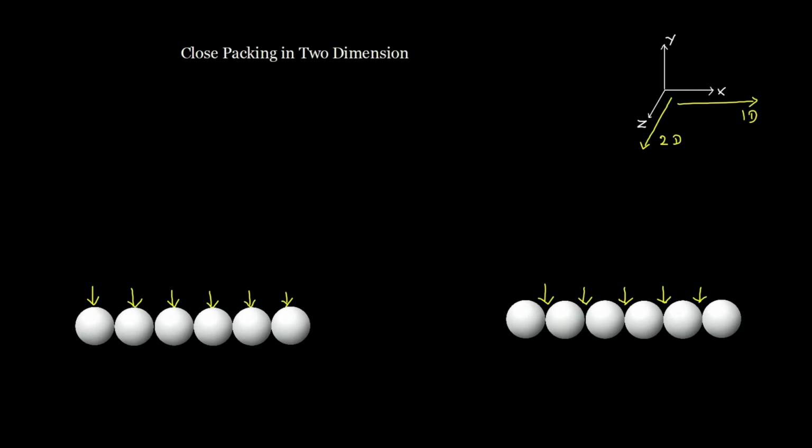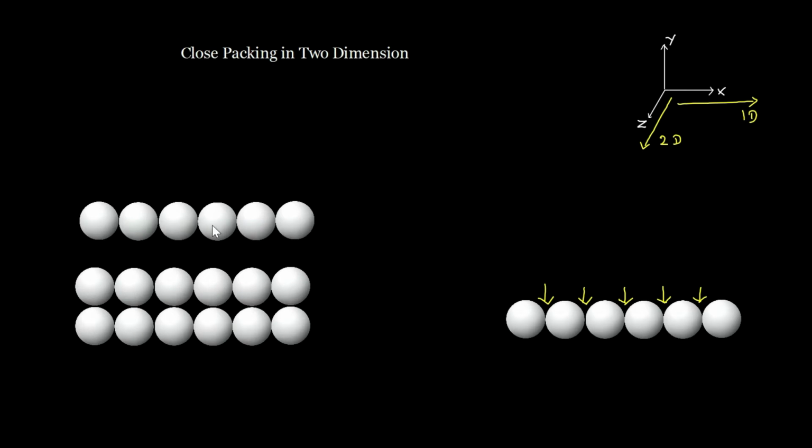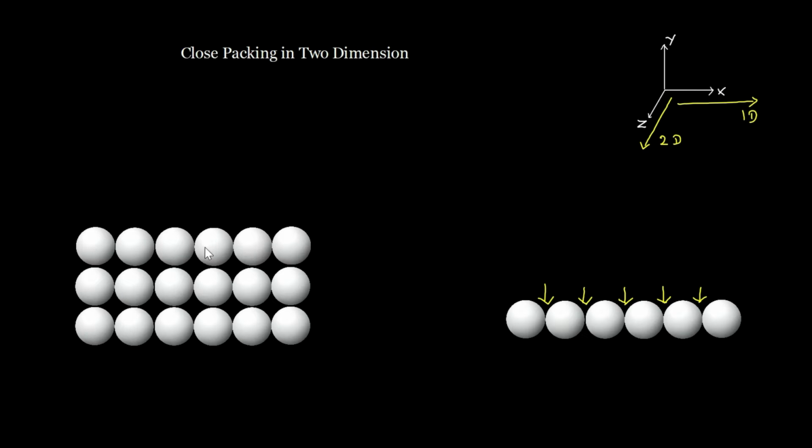So first, if we arrange them on the top of the atoms of the first row, then we get an arrangement like this, which is called two-dimensional square close packing, because each and every atom in this arrangement is in touch with 4 neighboring atoms, and if we connect all the 4 atoms, you get a shape of square. So it is called two-dimensional square close packing, and the coordination number of this arrangement is 4.